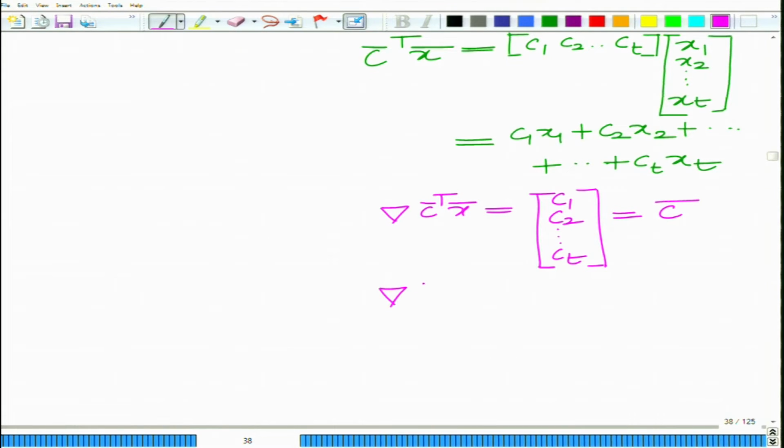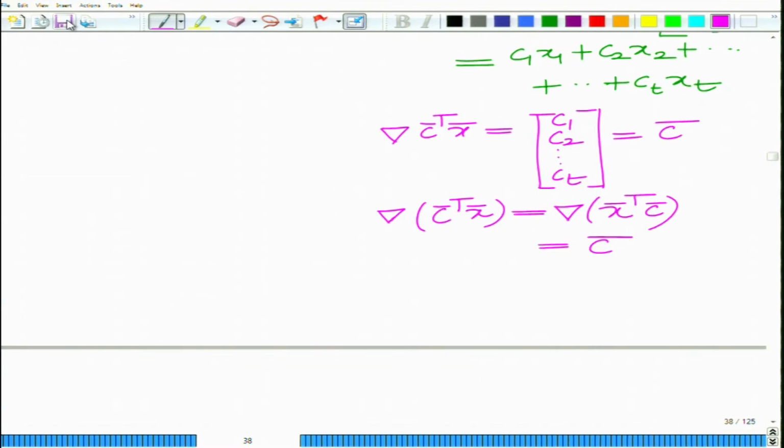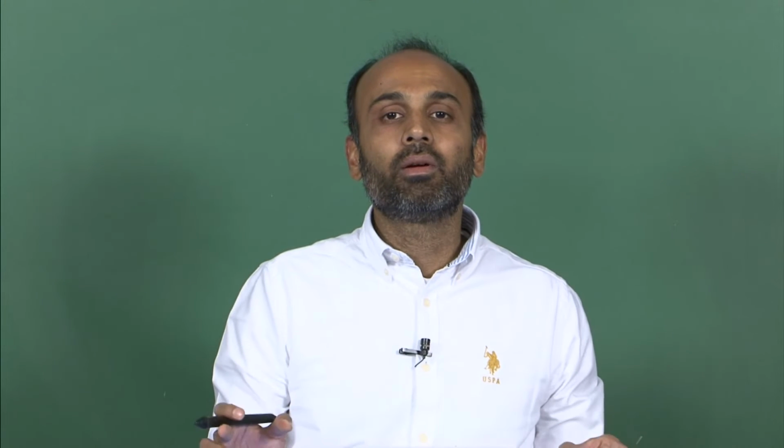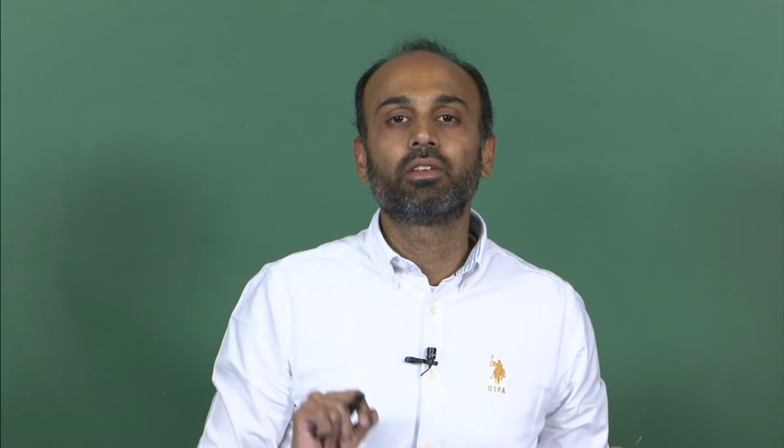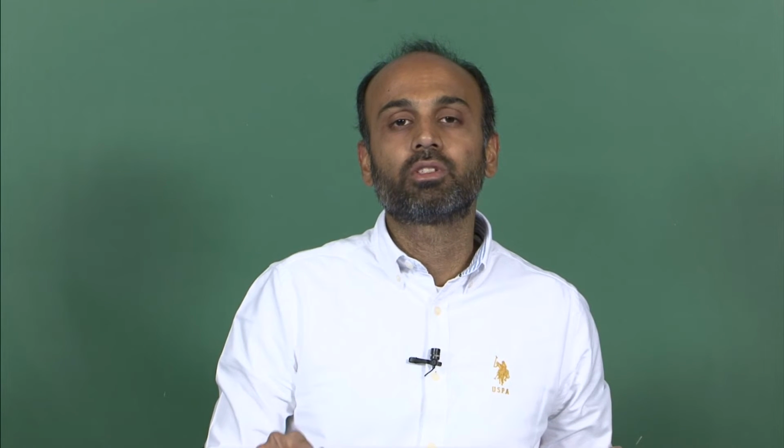Similarly, remember c bar transpose x bar is equal to x bar transpose c bar, therefore gradient of c bar transpose x bar is gradient of x bar transpose c bar, equal to c bar. Okay. Now, what about the Hessian? The Hessian, the second order derivative of x bar transpose c bar, will be the gradient of the gradient, which is the gradient of c bar, but c bar is a constant. So, the Hessian of x bar transpose c bar, x bar transpose any constant vector c bar, is going to be 0, because remember this is linear in x bar. If you differentiate it twice, it is going to be 0.